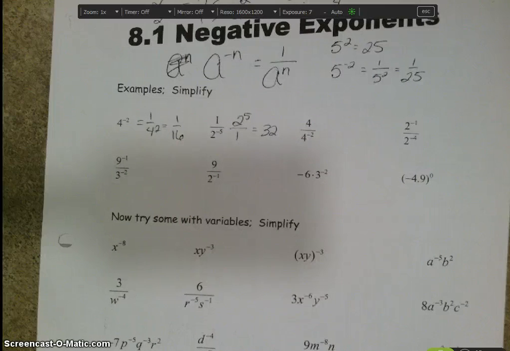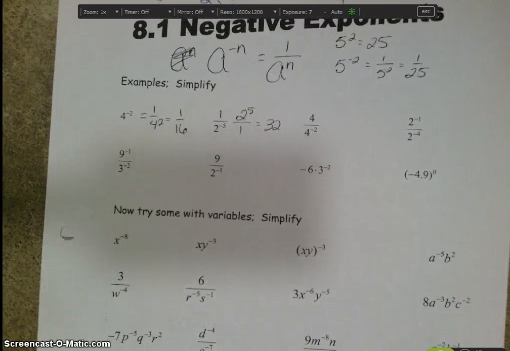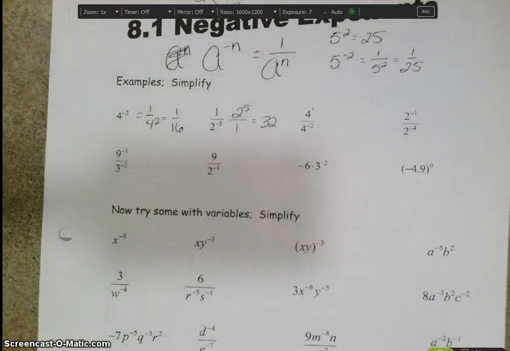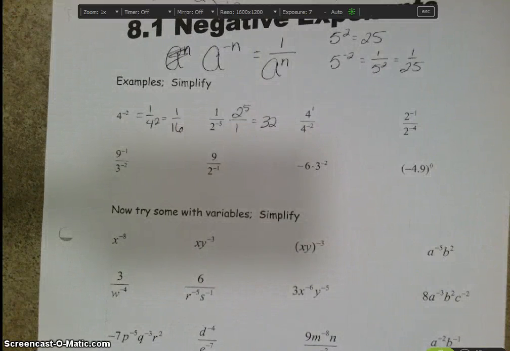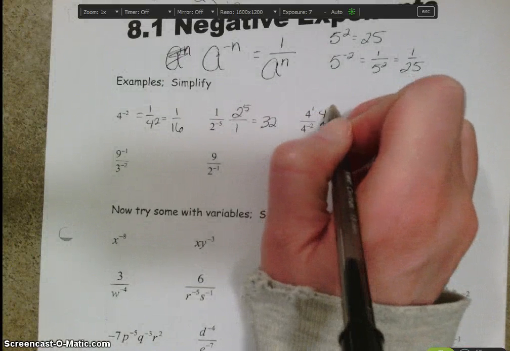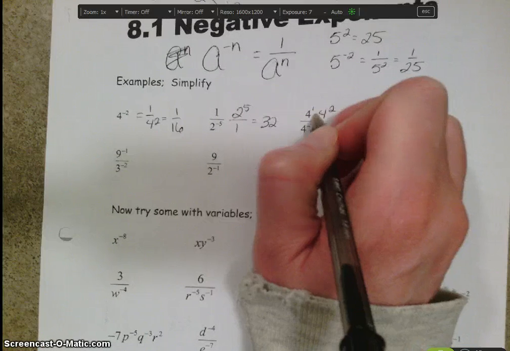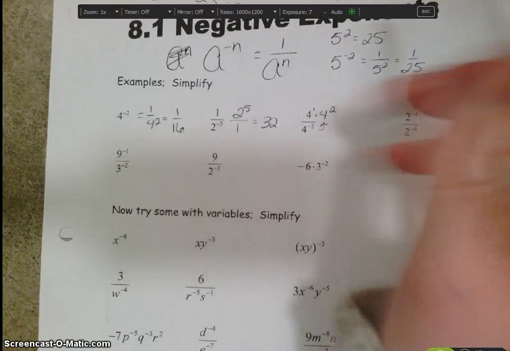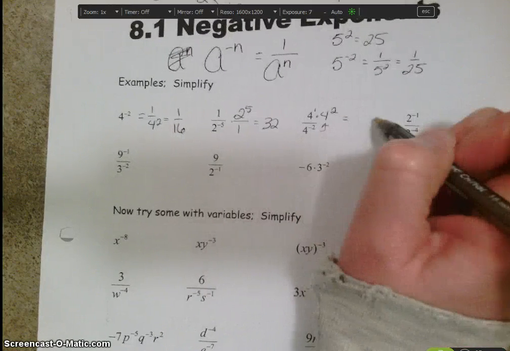Next one, you got a 4 on top, 4 to the negative 2 on the bottom. Well, the 4 on top's happy. He's got a positive 1 exponent on him. So I'm going to leave him where he is. And I'm going to take that 4 to the negative 2, since it's in the bottom, it's not happy. I'm going to move him up. And he's going to become right next to the 4 to the first, and we're going to multiply those together. And that's just 4 times 16, which is 64.